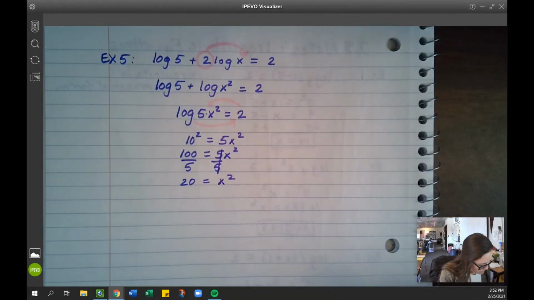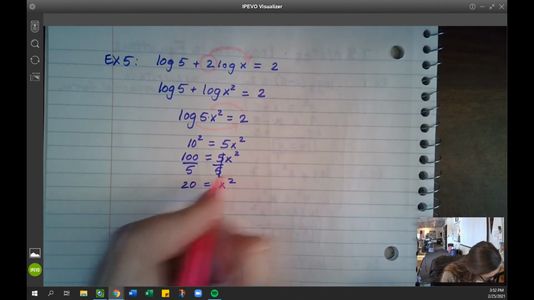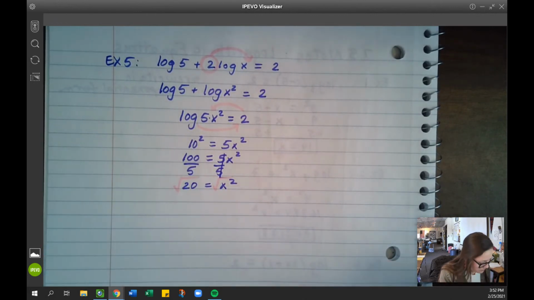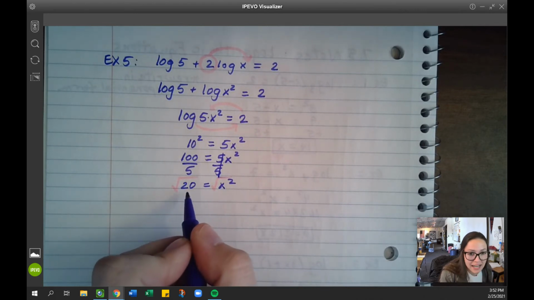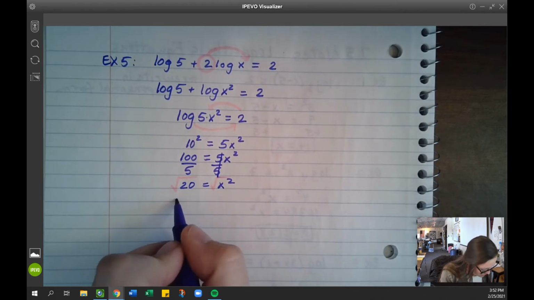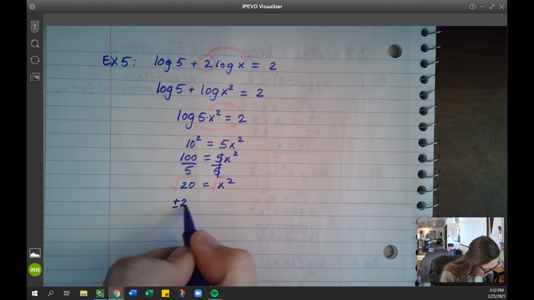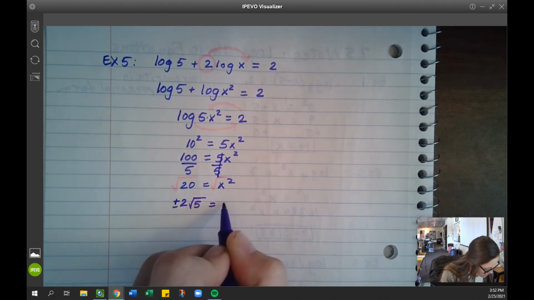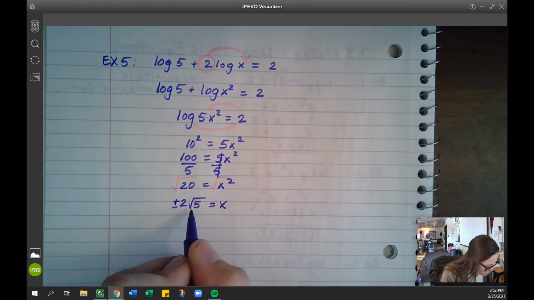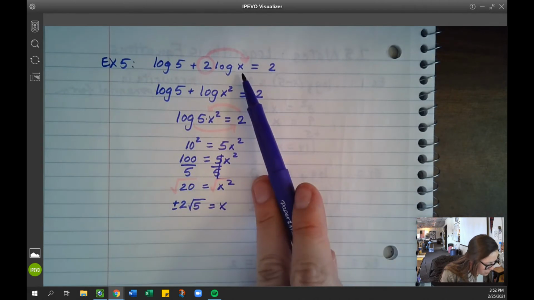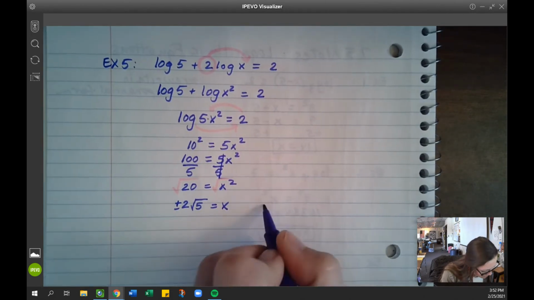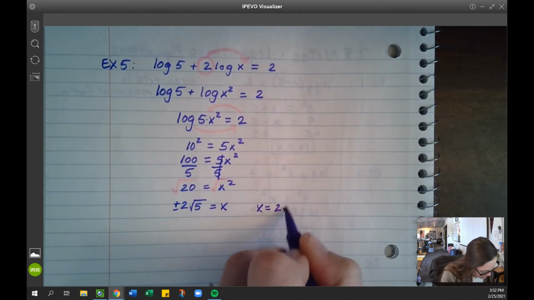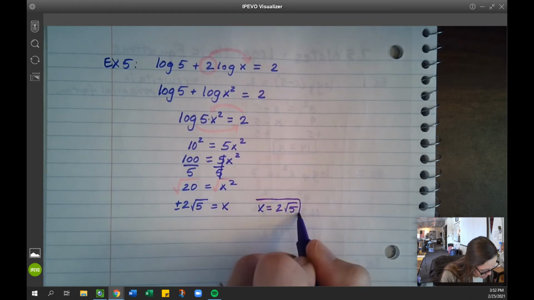Now I'm going to take the square root of both sides. And 20 is not a perfect square, but there is a perfect square that goes into it. So we get plus or minus 2 square roots of 5. Now, I actually can't have the negative because if you remember, we can't take the log of a negative number. So my only answer is 2 square roots of 5.